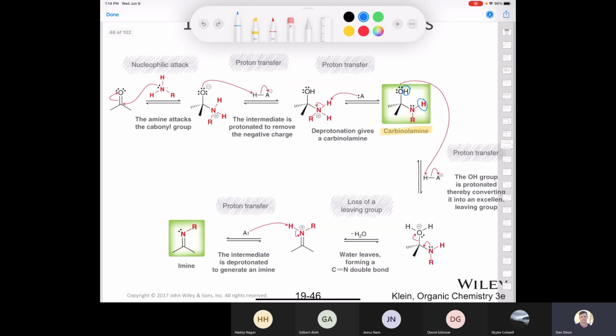So what's going to happen next is that some of that acid is going to protonate the hydroxyl to convert it into a good leaving group. You lose water, and the last step is also another very key step. It's another proton transfer, but notice that the proton is transferred from the nitrogen to form the imine, and we're going to see that when we form a different functional group called an enamine, this last step is slightly different. So we'll get to that in a second.